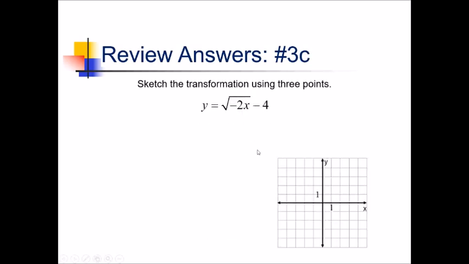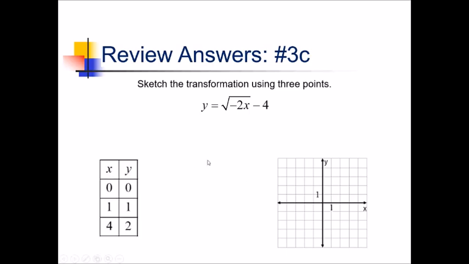To graph this square root function, let me start with my parent table with the points 0, 0, 1, 1, and 4, 2. And let me look at the transformations that are happening. So inside, we're multiplying by negative 2. That means since it's inside, it's going to be horizontally affecting our graph. This negative gives us a horizontal reflection, and the times 2 means we're actually dividing the x values by 2, or shrinking this thing horizontally. The minus 4 outside means we're shifting down by 4.